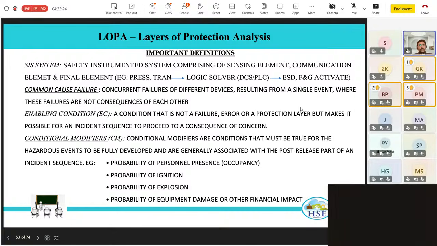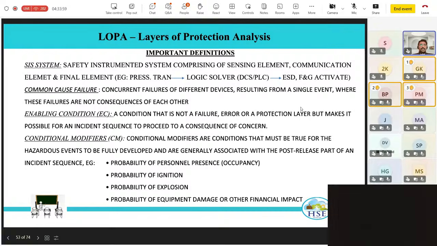First is a SIS, basically a safety instrumented system. This comprises a sensing element, a communication element, and a final element. A sensing element example would be a pressure transmitter, level transmitter, flow transmitter, or temperature transmitter. A logic solver comprises a DCS or PLC system, or even your BPCS in some cases, like a burner management system that uses BPCS for triggering many times. And your final element could be an ESD or an FNG activation. So that is how you look at a whole holistic system comprising a sensing element, a logic solver, and a final element.